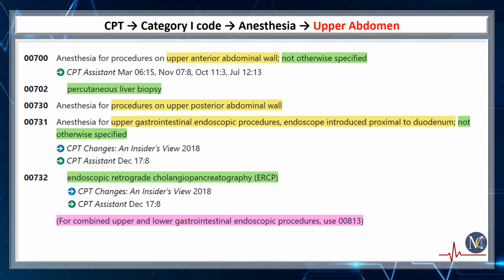Next code is 00732. Endoscopic retrograde cholangiopancreatography. Retrograde means a movement that is opposite to the usual direction of flow. Cholangio means bile duct system. Graphy means taking picture. The anesthesia provider performs anesthesia service for a procedure during which another provider introduces the endoscope to the proximal or upper part of the duodenum, the part of the small bowel just below the stomach.